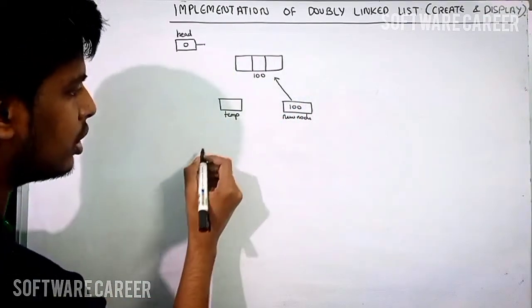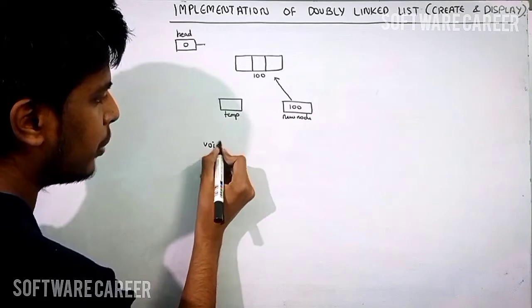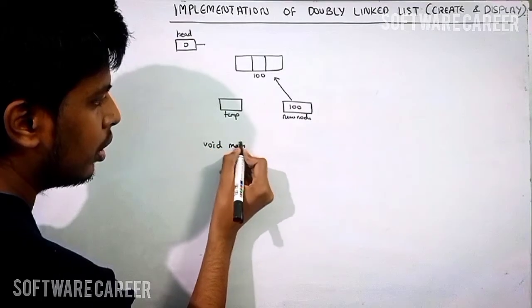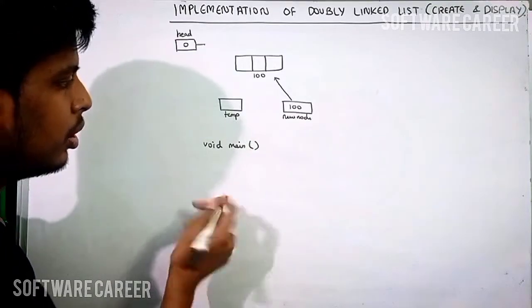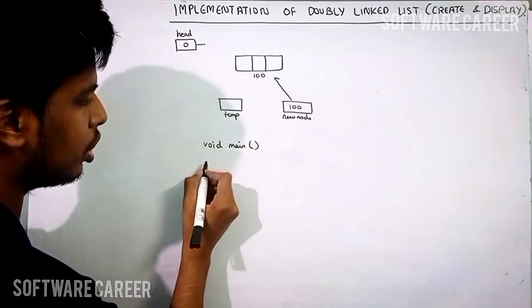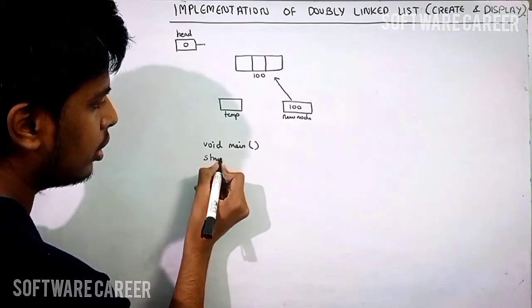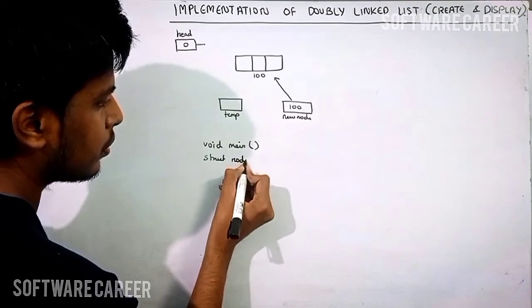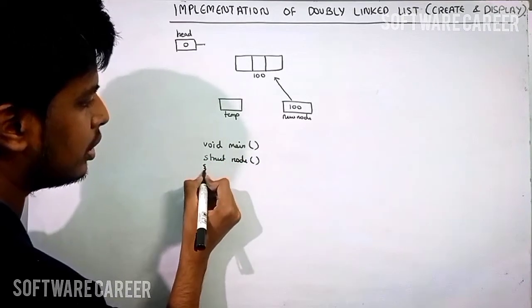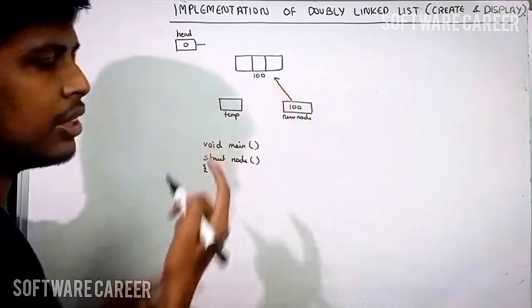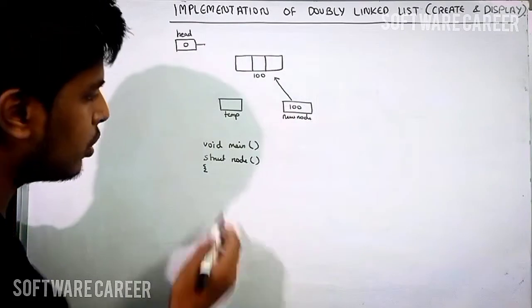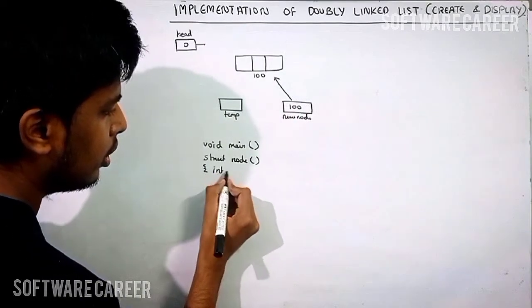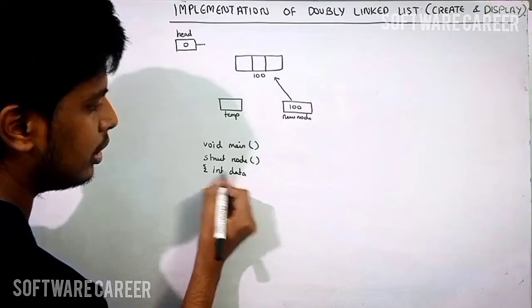So I am writing the code. Void main. This is the main function which the computer reads first. Now I am defining the structure of the node. Struct node. Inside the structure, the middle part is the data part, and the data value which you are storing here is an integer. So I am writing int data. This int is integer.